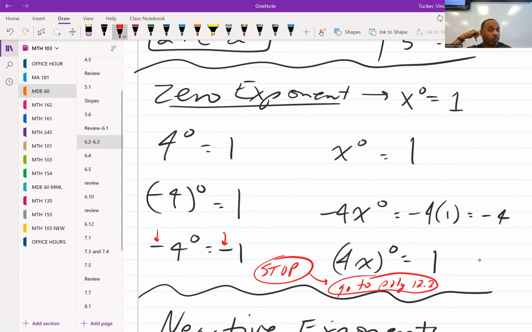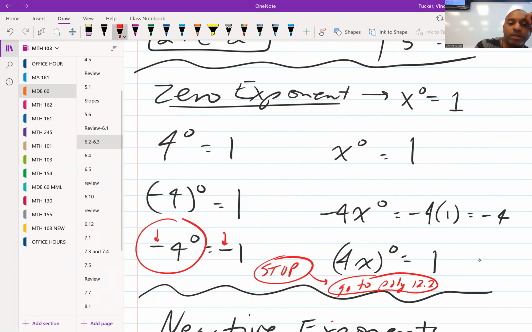All right, so anything to the zero power is one. We mentioned anything to the first power is itself. Then when it comes to the zero power, anything to the zero power is one. So 4 to the zero power is one. x to the zero power is one. -4 to the zero power, now notice the parentheses. That means the zero power is being applied to everything. It's going to be one.